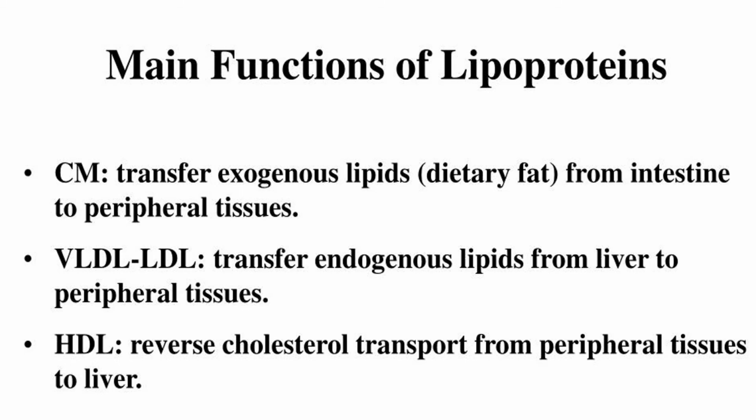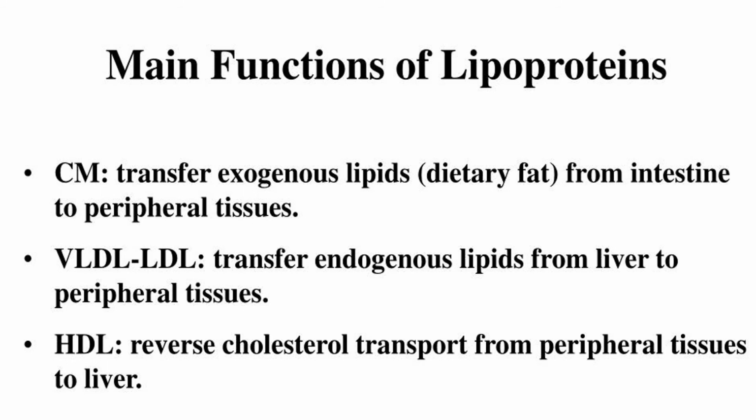So the VLDL starts its journey from the liver, and in the peripheral tissues, while going through the plasma and the circulation, it converts into LDL molecules. So VLDL and LDL are mainly responsible for the transportation of endogenously synthesized lipids, which means those lipids which are synthesized within the body in the liver, and they are being transported to the peripheral tissues for utilization.